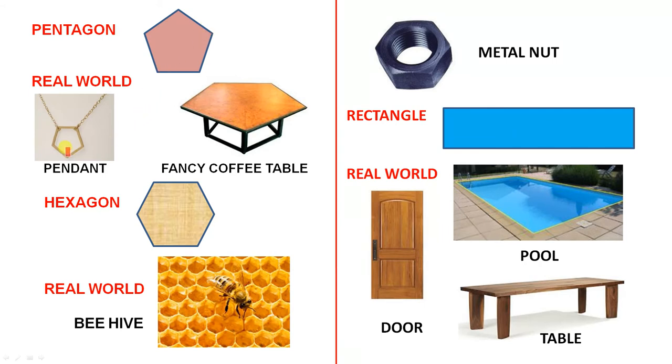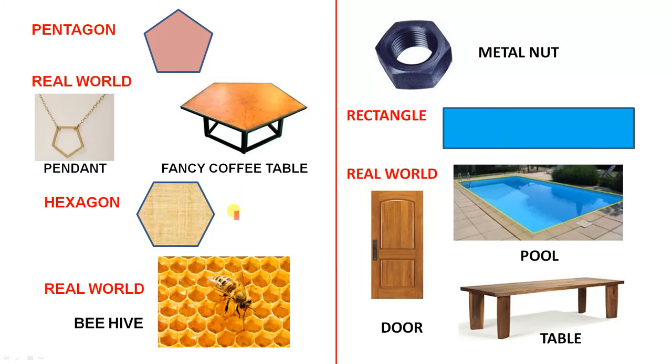In the real world, you have a pendant. That's a fancy thing, if you like, which hangs off your neck. It's beautiful and very decorative. And there are also fancy coffee tables in the form of a pentagon. That is the base, see that there? That part there we're interested in.